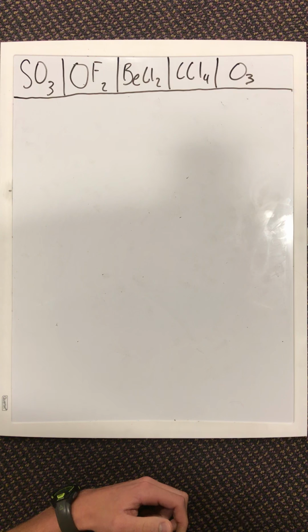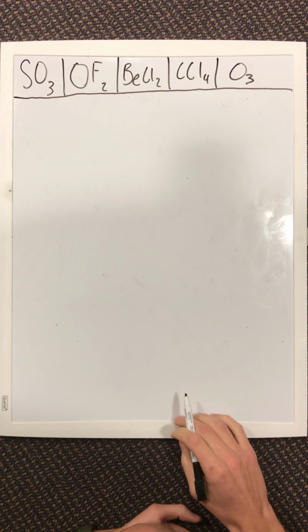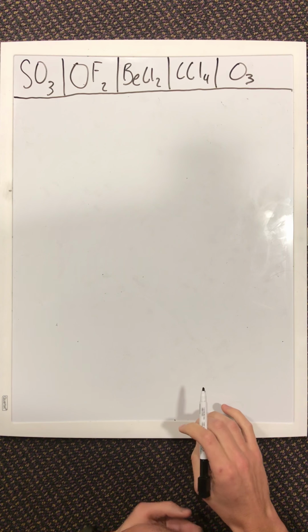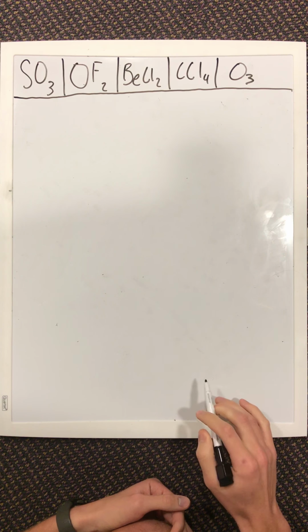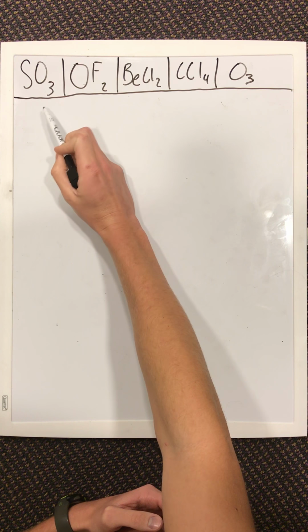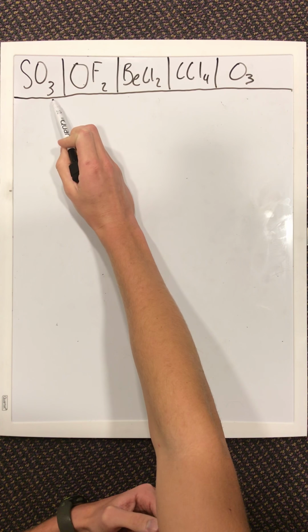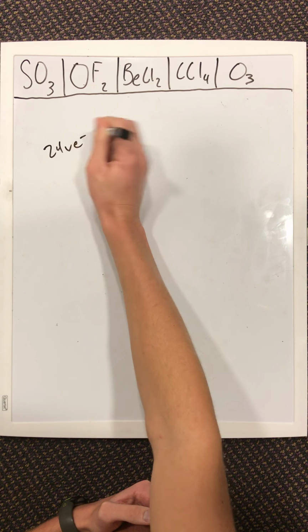So the task at hand is to determine how many of these molecules are polar. So we're going to start off with SO3. And to do this, first thing you have to do is count how many valence electrons there are. S has 6 valence electrons, and so does O. So this one's going to have 24 valence electrons.